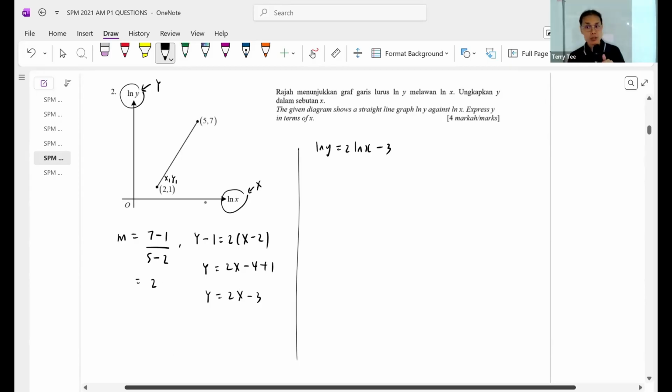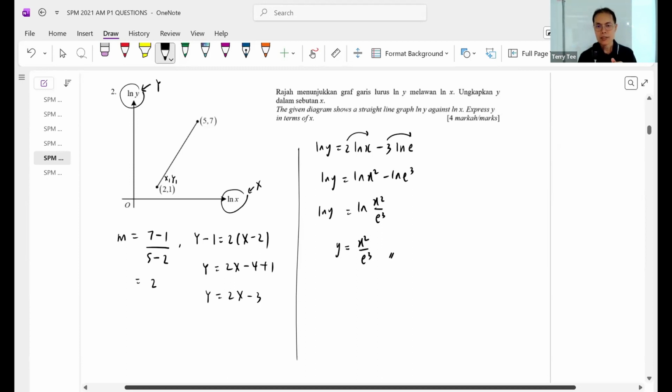Right. Now, next step is we're going to get rid of logarithm because we want y in terms of x. So to get rid of logarithm, we have to introduce ln e at the back. Why? Because ln e has a value of 1. Ln e has a value of 1. So then you want to bring this power up. Your ln y is ln x squared minus ln e power 3. Minus combine becomes divide in logarithm. Remember, ln minus combine becomes divide. I've got a single logarithm on the left, a single logarithm on the right. We can now write y in terms of x. Your y is x squared over e power 3.